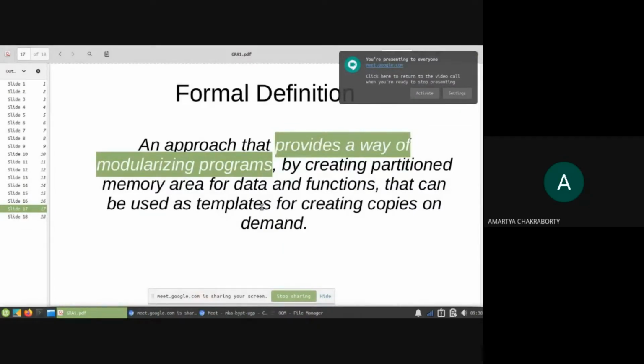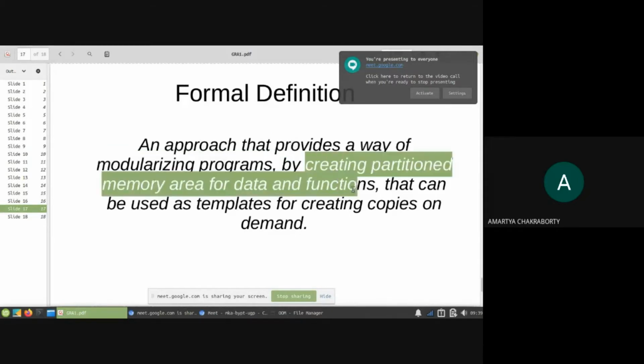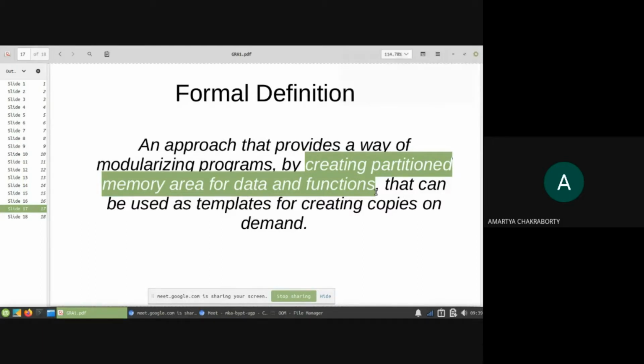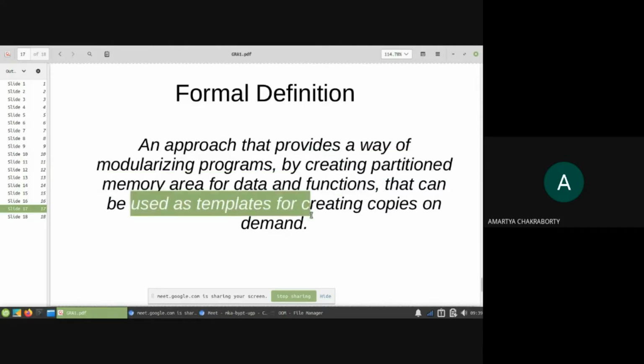It helps us break the program into simpler, smaller parts. How? We can break it into modules by creating partitioned memory areas for data and functions. The word is objects, but right now in the definition we will not use it. We will write: by creating partitioned memory areas, which are not overlapping, for data and functions. And this is the third point. The fourth point is that these can be used as templates for creating copies on demand.